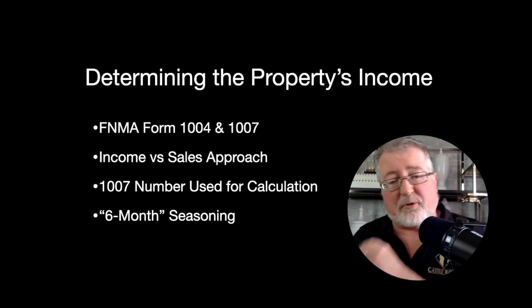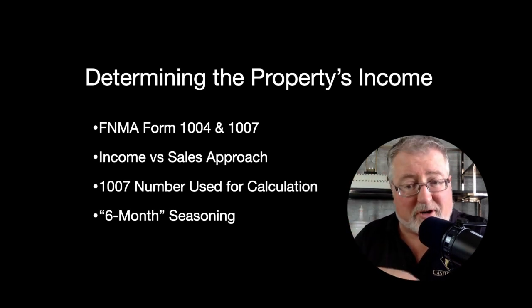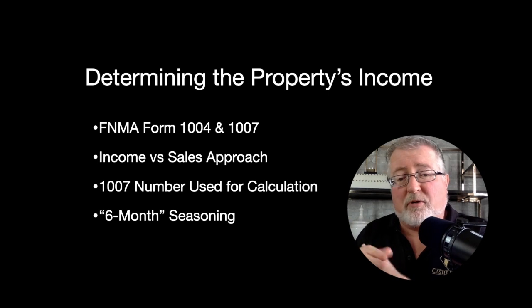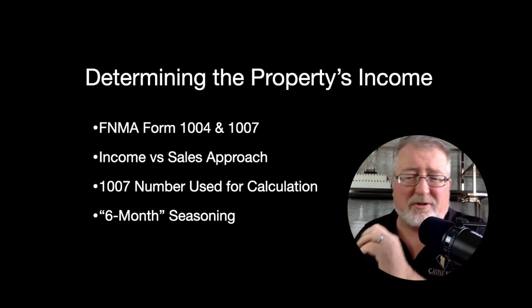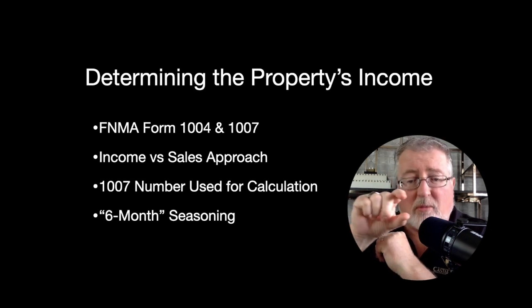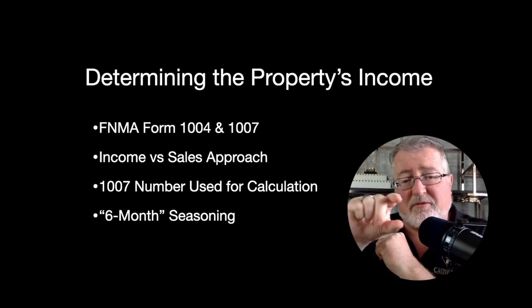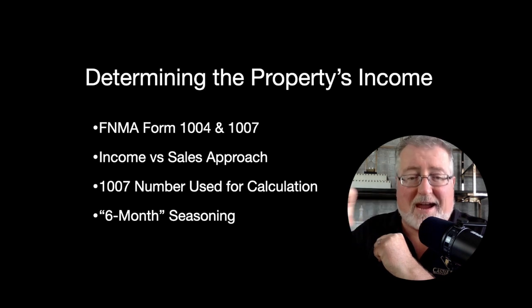End of story. Different lenders have different rules around maybe if it's already leased, or maybe sometimes they'll put a vacancy factor in there, meaning they'll only figure maybe 90% of it or whatever. Different lenders have different rules, but almost all of them are going to use that 1007 figure that the appraiser comes up with as the income.